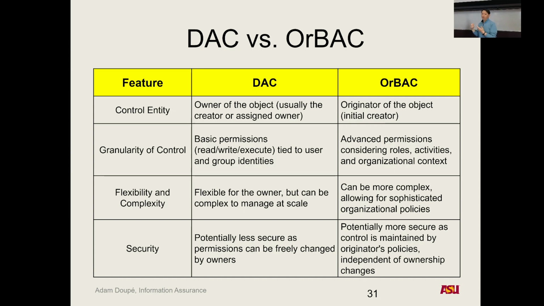777, 700, like that. They can set the permissions they want. So in Linux, they delegate the control to the user owner. So that is the DAC. But again, ORBAC is the more advanced permissions by considering roles, activities, and organizational context.